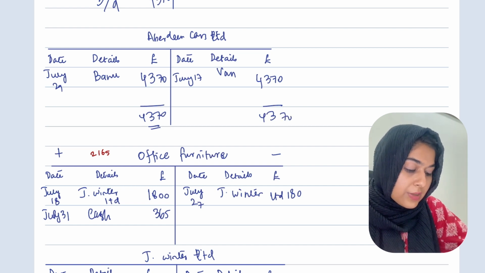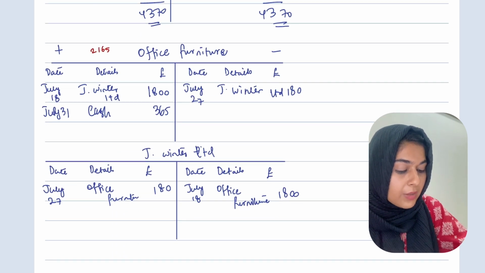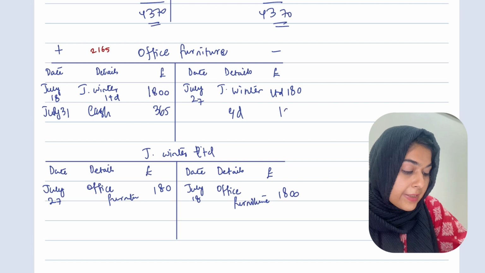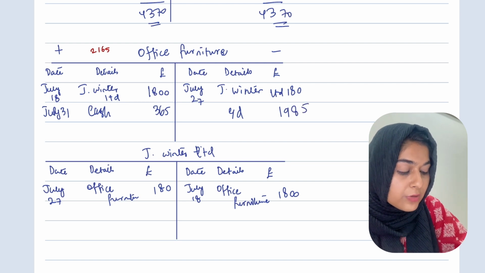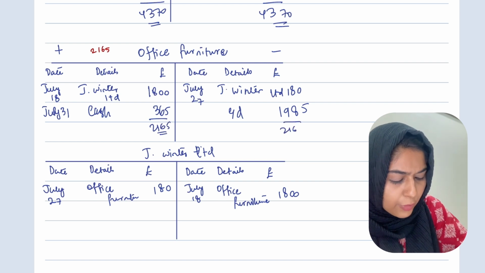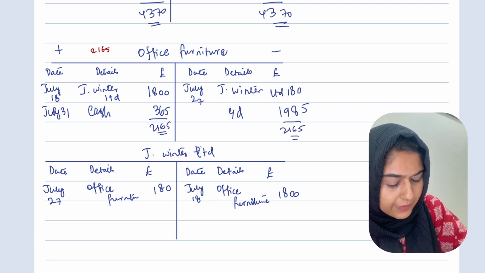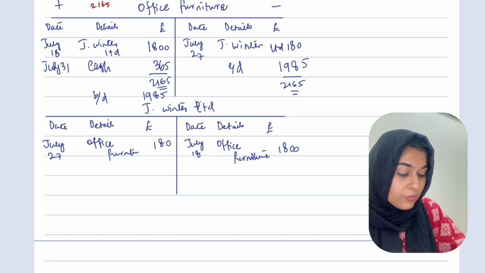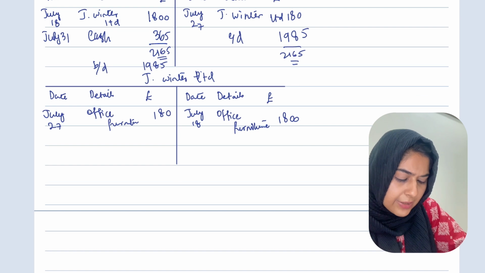So just balance this. Office furniture, carried down will be 1985 का ऑफिस फर्नीचर है हमारे पास टोटल. इस अकाउंट का टोटल हो जाएगा 2165 and then brought down will be 1985 again on the debit side 1985 and then you have J Winter Limited. तो again J Winter Limited का carried down यहाँ आएगा 1620.